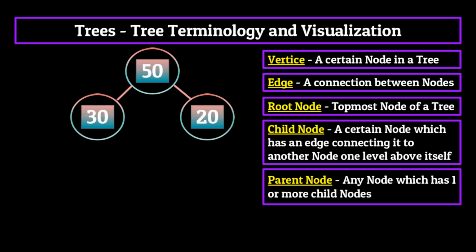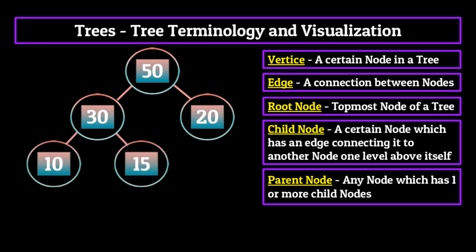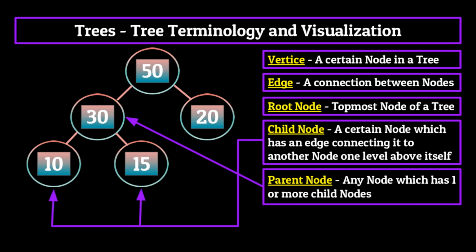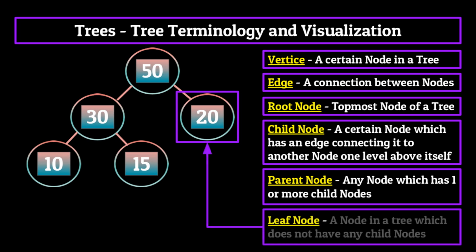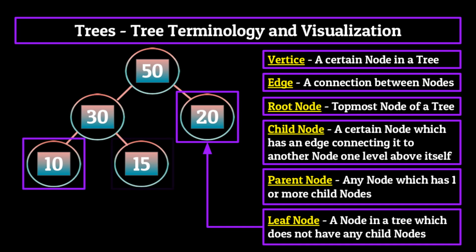Let's continue on by adding two child nodes to the node containing the integer 30. When we do this, the 30 node becomes a parent node, and the two nodes we've just added become child nodes. We have now branched off from the 20 node completely, in that the two child nodes, containing the integers 10 and 15 respectively, share no direct association with it. Speaking of the 20 node, since it does not have any children, it is what's known as a leaf node, or a node in a tree which doesn't have any child nodes. In this context, the 10 and 15 nodes would also be leaf nodes.